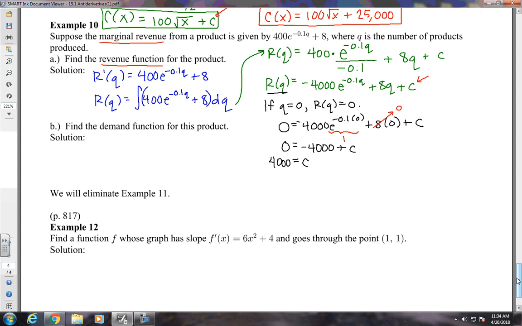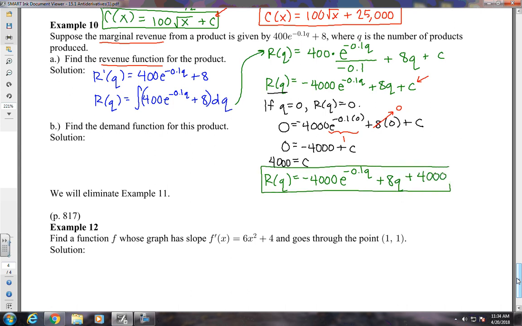So I can go back up to my revenue function, my R of Q, and refine it and make it specific. We have negative 4,000 e to the negative 0.1 q plus 8q. Plus now we know C is 4,000. So we have obtained our total revenue function from the derivative. Remember previously I gave you the total revenue function and asked you to find the marginal revenue. We just differentiated that. Okay, part B, find the demand function for this product.